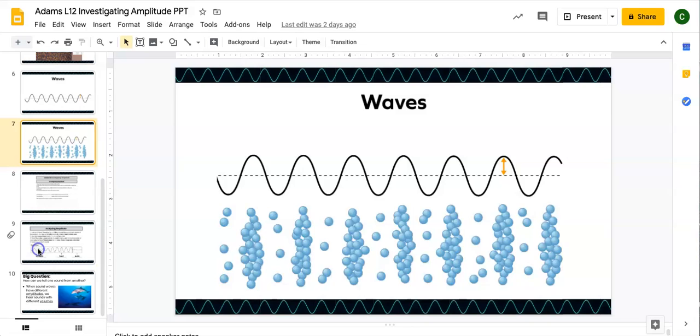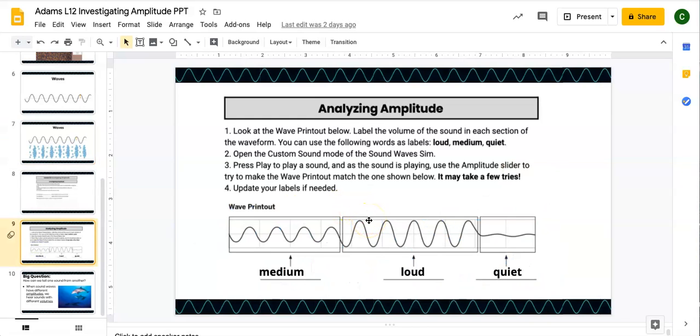When you get to your assignments, I want you to remember the connections that you made in your simulation, as well as this video when we talked about the two different waveforms in those two different slides. When you get to your assignment, you're going to have a wave printout, and you're going to need to be able to remember which waveform represented a medium amplitude, which waveform represented a loud amplitude, and which waveform represented a quiet amplitude.